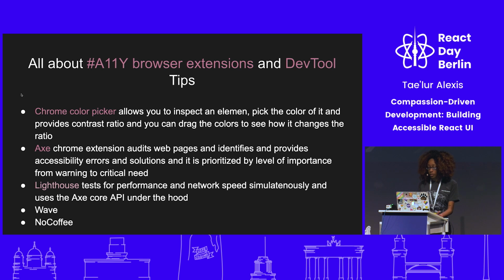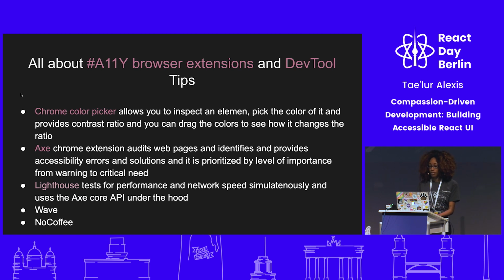When I say warning versus critical need, a warning is basically a way for you to follow a best practice, but it's not a dire need for you to change that bit of code. It's just a helpful hint, like, oh, maybe if you want to make this more accessible, you should do this. But then there are also the critical need ones, like, oh, you need to really change that because you're not doing this right.